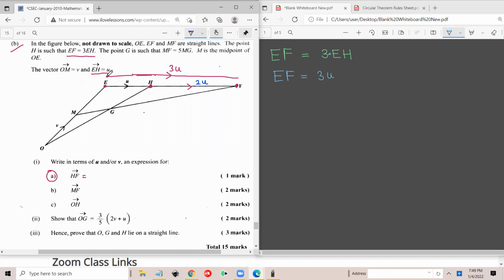So keep that in mind. That's going to be, update your diagram. From H to F is 2U, and the whole thing is 3U, and this portion is 1U. And it makes sense, right? U plus 2U is 3U. So we just answered the first part. HF is 2U.